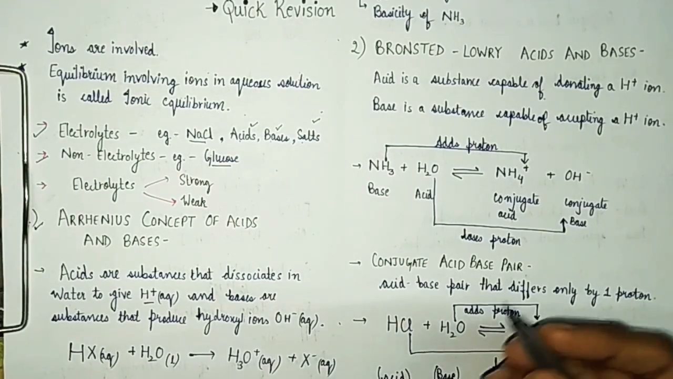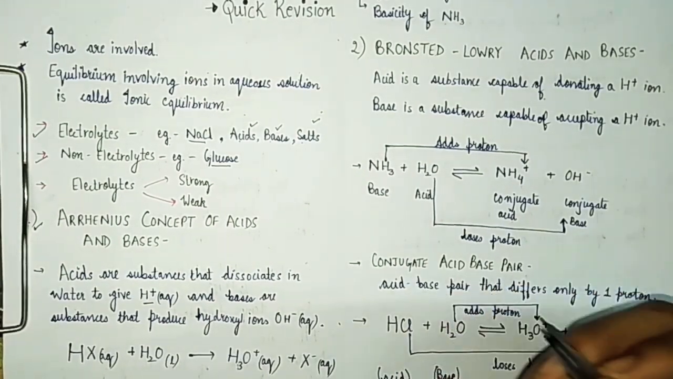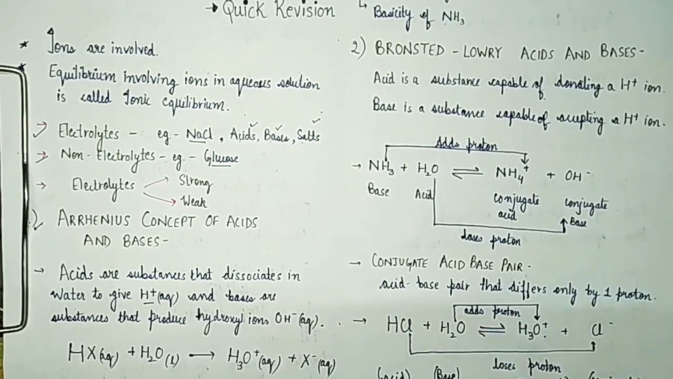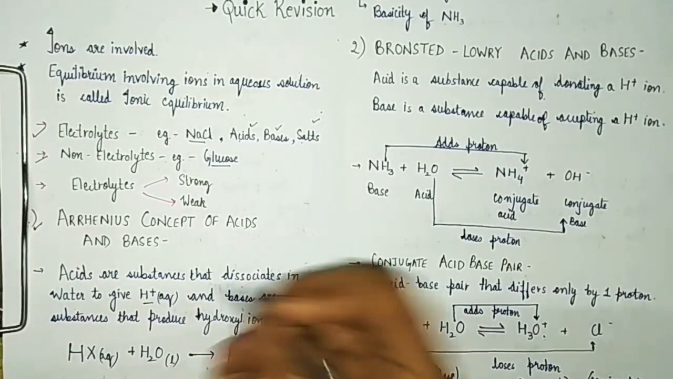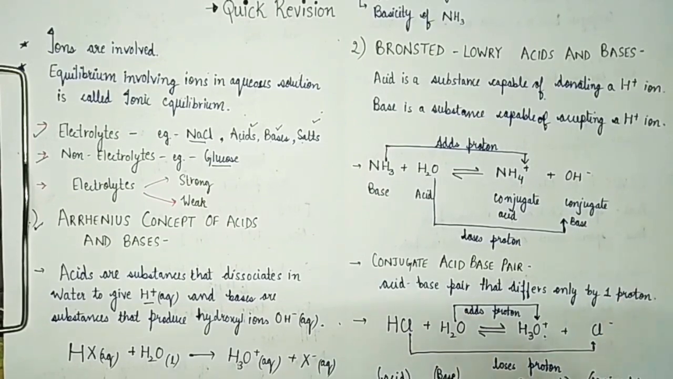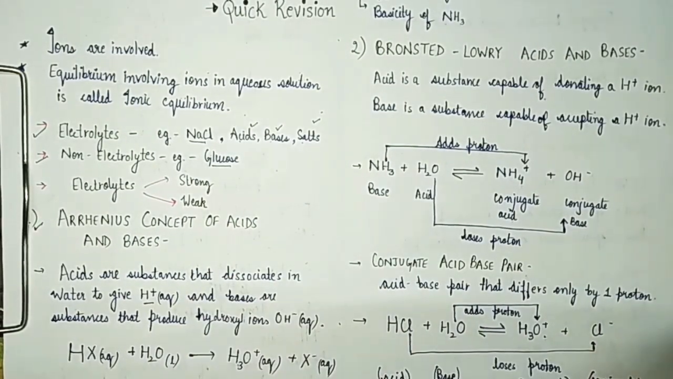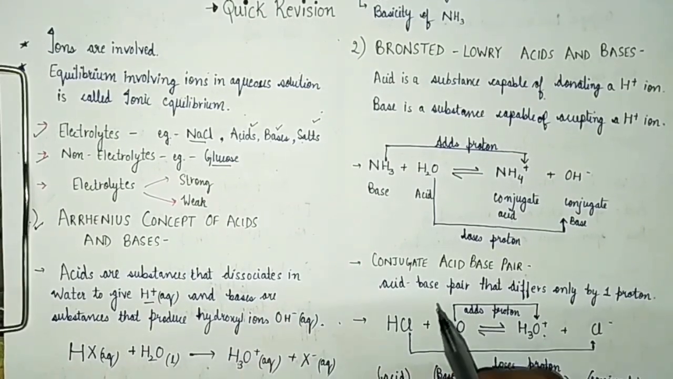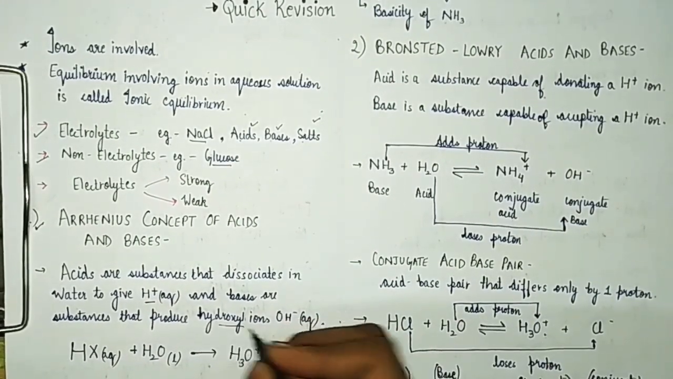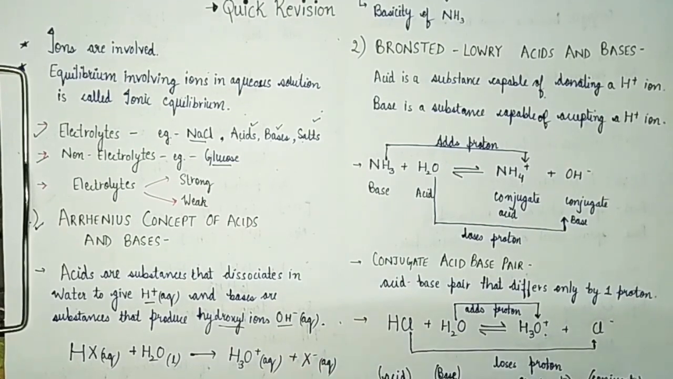So let's start with the Arrhenius concept of acids and bases. According to Arrhenius, acids are the substances that dissociate in water to give an H+ ion or the hydronium ion, and bases are the substances that produce hydroxyl ions. Hydroxyl ions are OH- ions.